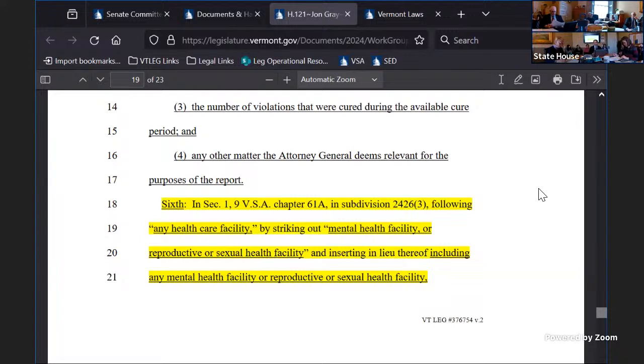This is the amendment that's just clarifying that those mental health facilities or reproductive or sexual health facilities in the prohibition on geofencing are included in the category of any healthcare facility. The change from yesterday that you agreed to was that we reinserted that language about for purposes of identifying, collecting, tracking.